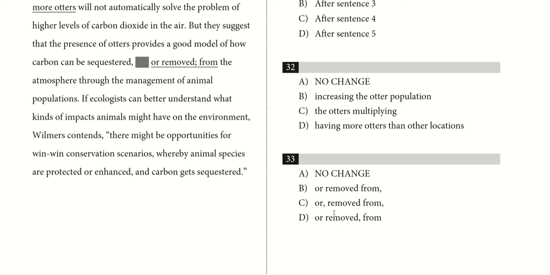So this is sort of just a simpler definition of sequestered, and then your sentence goes on to from the atmosphere through the management of animal populations. So D.